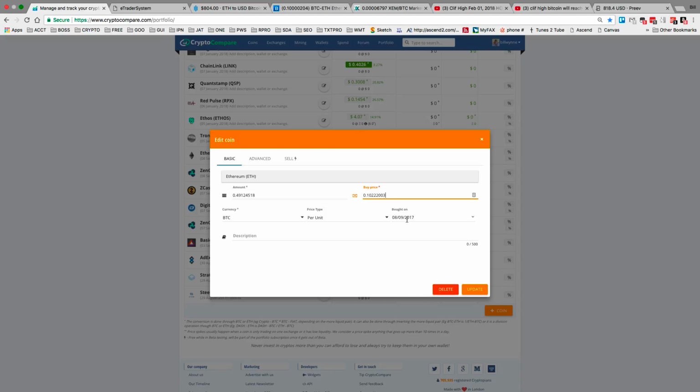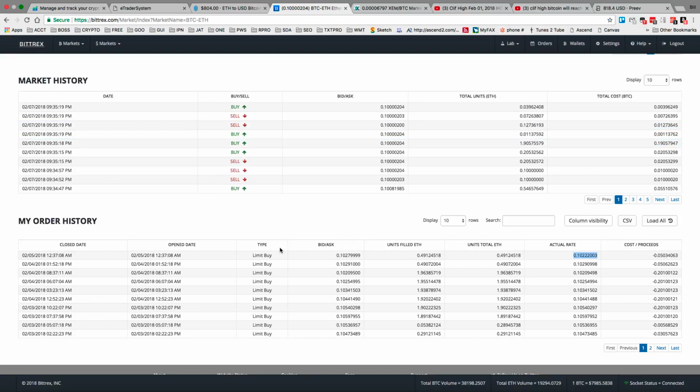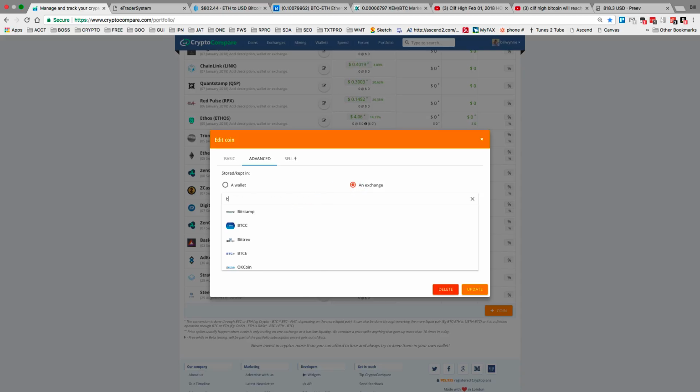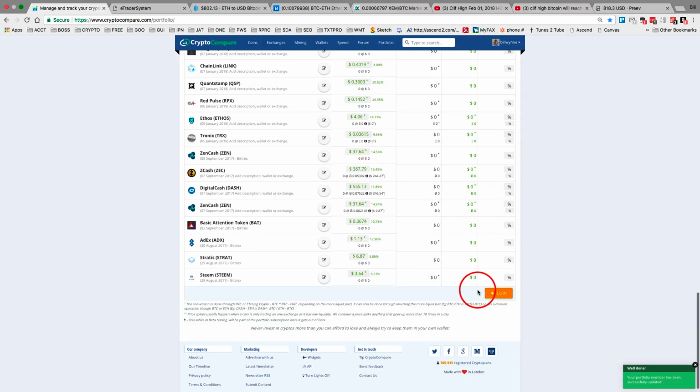And then you want to see the day that you actually bought it on. It's just good to have all the historical data there. So we see this was actually purchased on February 5th of this year. This is European time format, day, month, year. And then what we're going to do is go over here to the Advanced tab, and I'm going to make sure I notate that this is being kept on Bittrex. And I'm going to click Update.